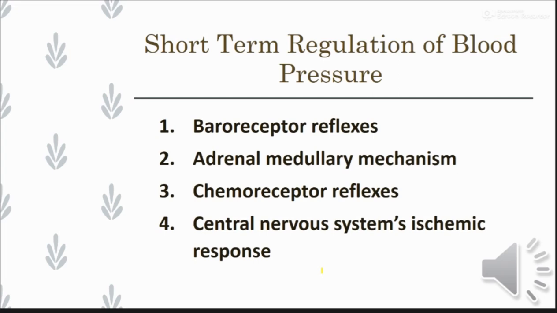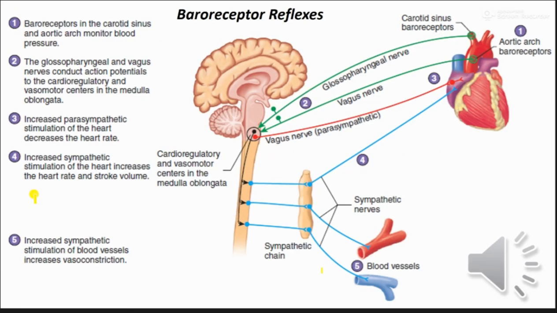So first, let's discuss the baroreceptor reflexes. These reflexes are important in regulating blood pressure on a minute-to-minute basis. For example, when you stand up from sitting or lie down from a standing position, they will detect even small changes in blood pressure and respond quickly, but they are not as important in regulating the blood pressure over long periods of time. So again, rapid and short-term. So how does it happen?